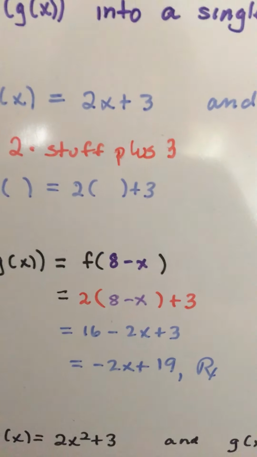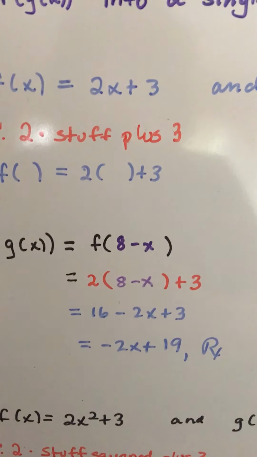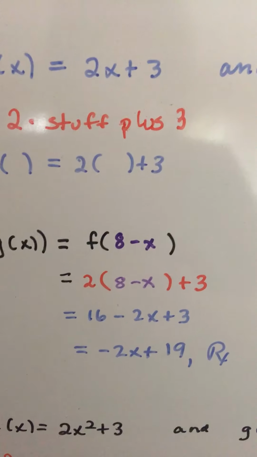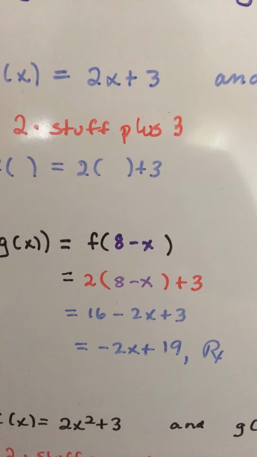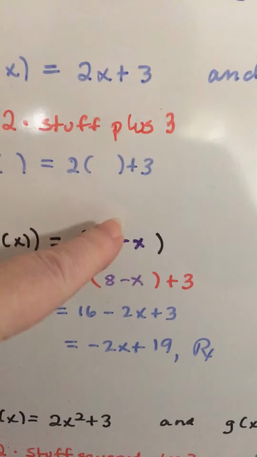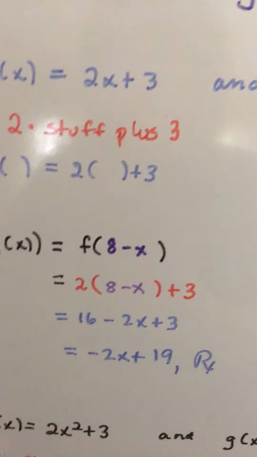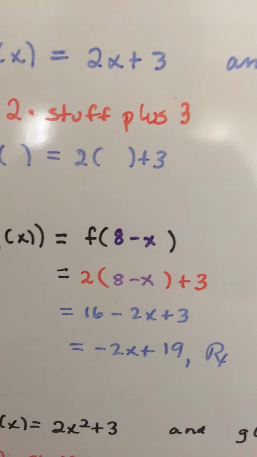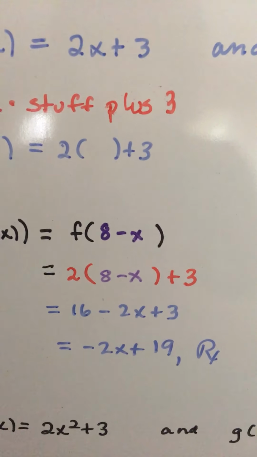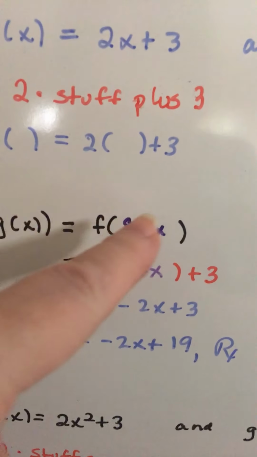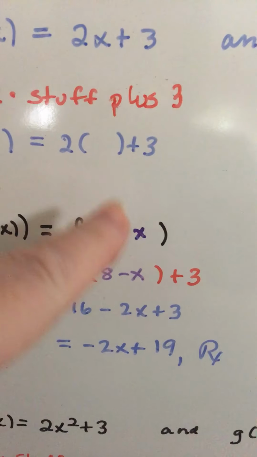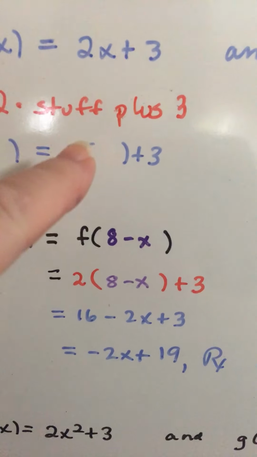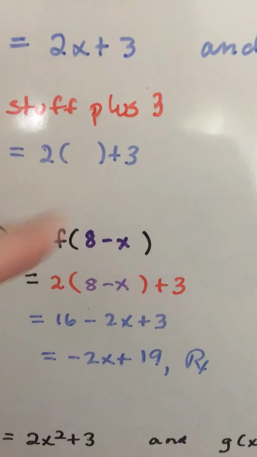Now, whenever your stuff is more than one term, you must, must have a parenthesis. And that's why some people think of a combination. I always think of when I do composites, I never use the times dot. I always use a parenthesis. So now my stuff is 8 minus x. So 2 times 8 minus x, add 3.